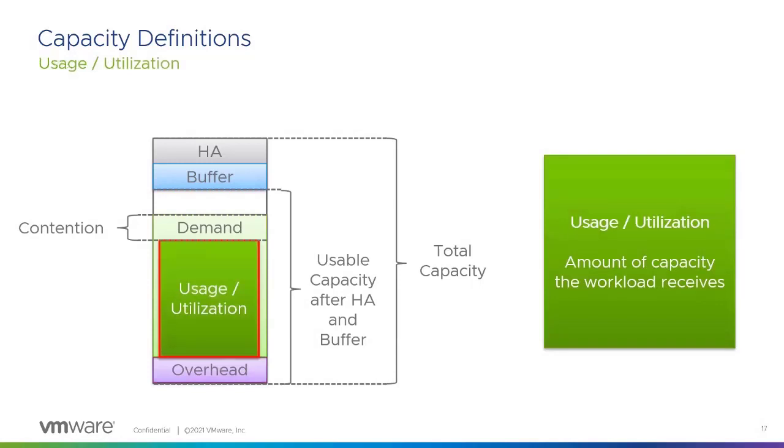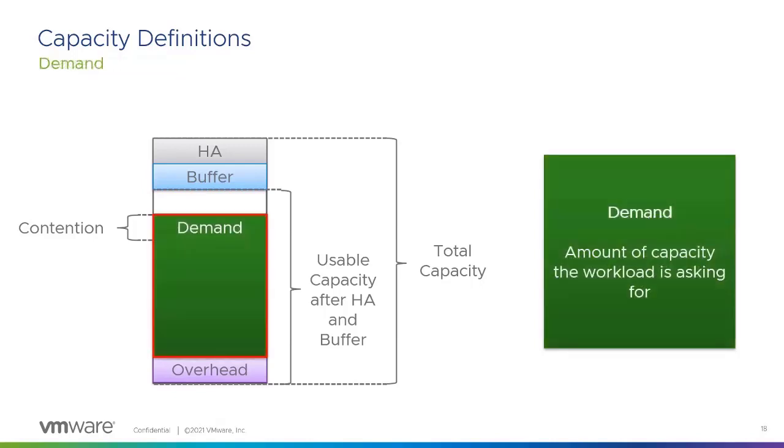We have usage, or utilization. So this is basically the amount of resources that the virtual machine is actually consuming. So look at CPU or memory usage. That's basically what the virtual machine is actually doing. And then demand is what the usage would have been if there was no contention. So you look at if there was co-stop or ready or contention for hyperthreading, etc. Those get included in there and says this is what the workload would have used if there was no contention.